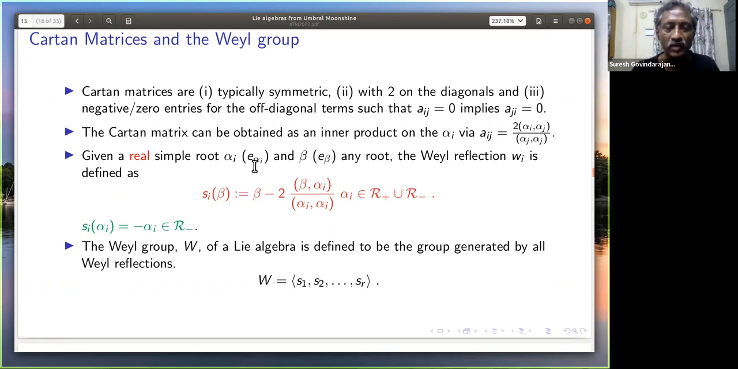But to every simple root alpha or E alpha I, we can associate a Weyl reflection. This is just the standard reflection operation with the inner product, the standard Killing form. The key point to remember is S of alpha I is the Weyl reflection generated by alpha I. So S_i acting on alpha_i itself will flip the sign. And what is the Weyl group of the Lie algebra? I'm just defining it to be the group generated by all Weyl reflections. So it's a Coxeter group with these generators: S1 squared is 1, S2 squared is 1, and so on. If there are infinitely many of them, it will be infinite dimensional.